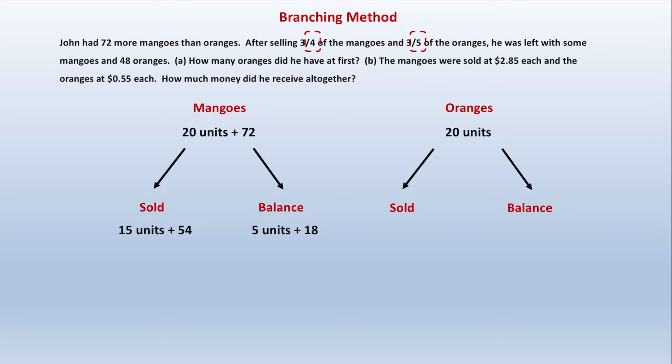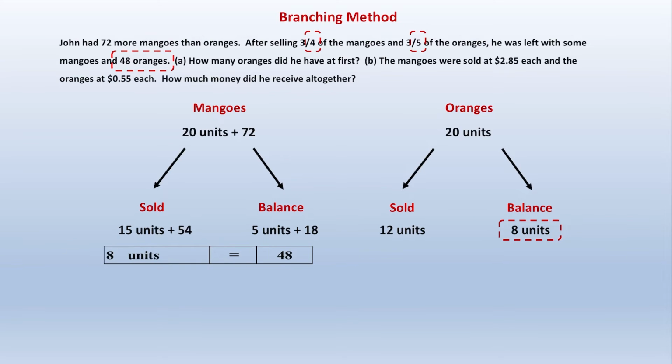Then we move on to oranges. The question indicated 3/5 of the oranges were sold. So 3/5 of 20 units would be 12 units. And 2/5 of oranges unsold, so 8 units balance. The question then mentions that he was left with some mangoes and 48 oranges. So that tells us that 8 units equals 48. Hence, 1 unit equals 6.